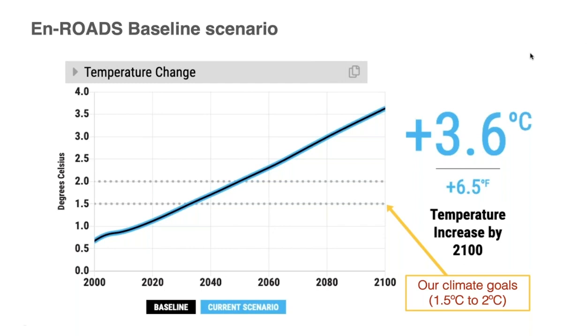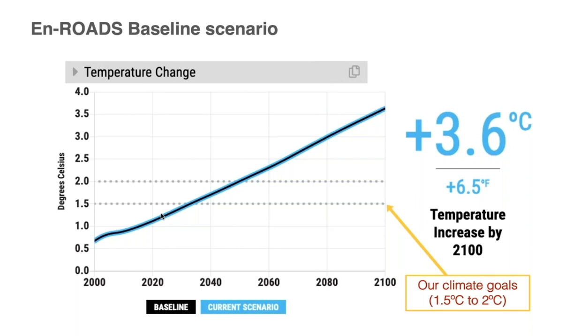So where we sit right now is, here we are, 2021. We're seeing about 1 degree of warming already. If we continue on the course that we're on with limited climate action, we expect to see over 3 degrees of temperature rise by the end of the century. So upwards of 3.6 degrees Celsius, which for those in the United States is equivalent to 6.5 degrees Fahrenheit, which of course is not a scenario that we can let our world get to.